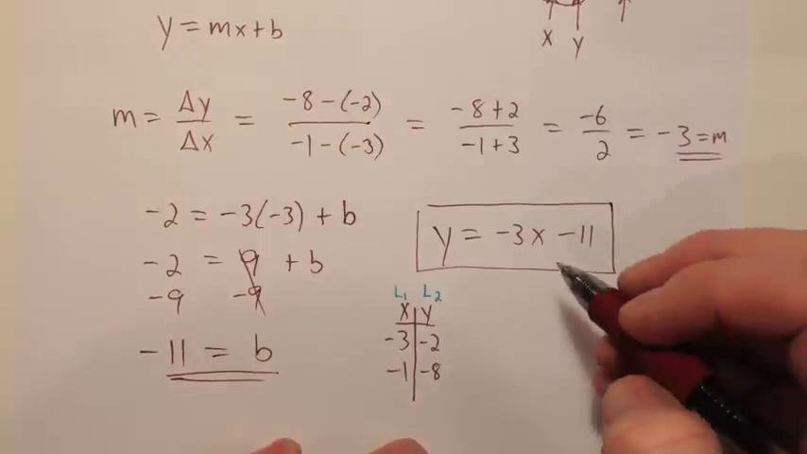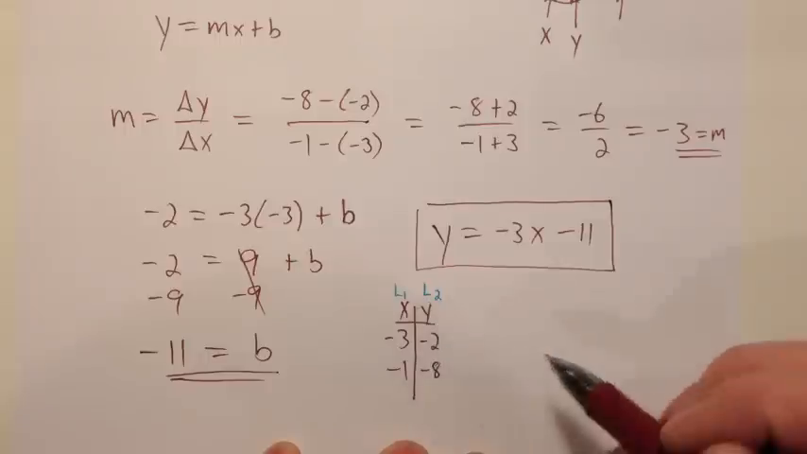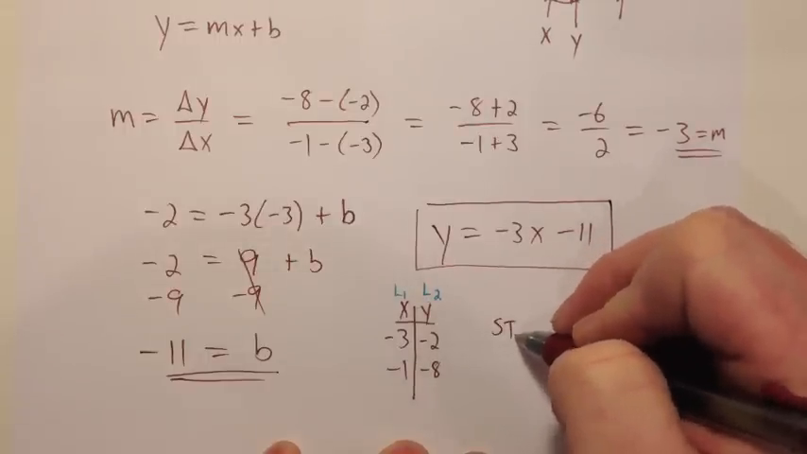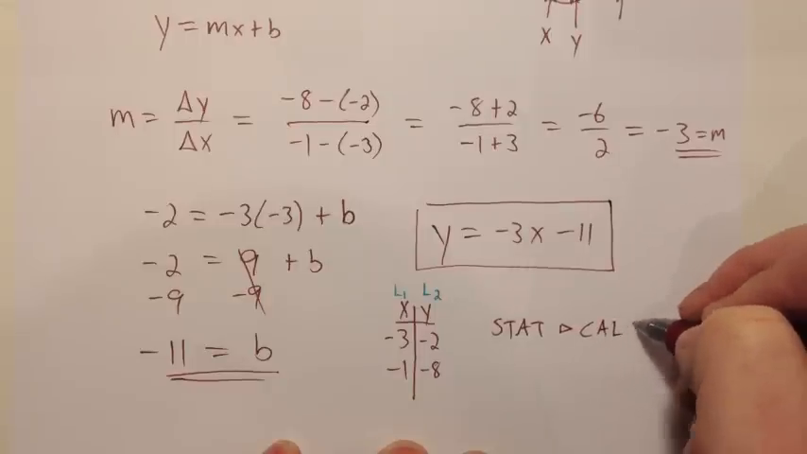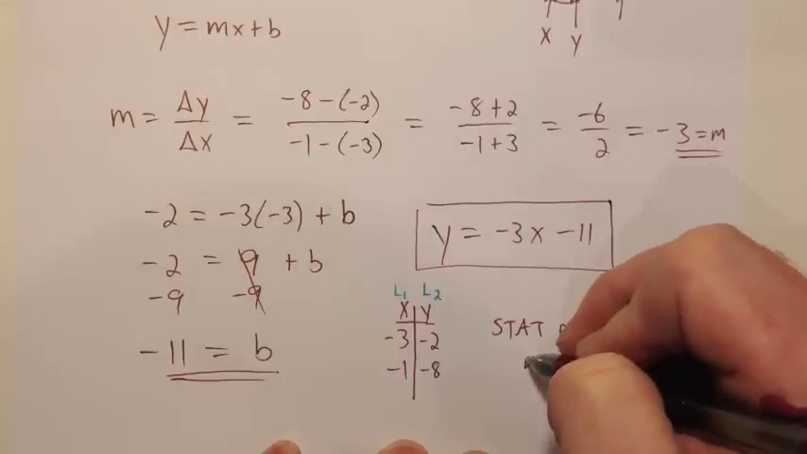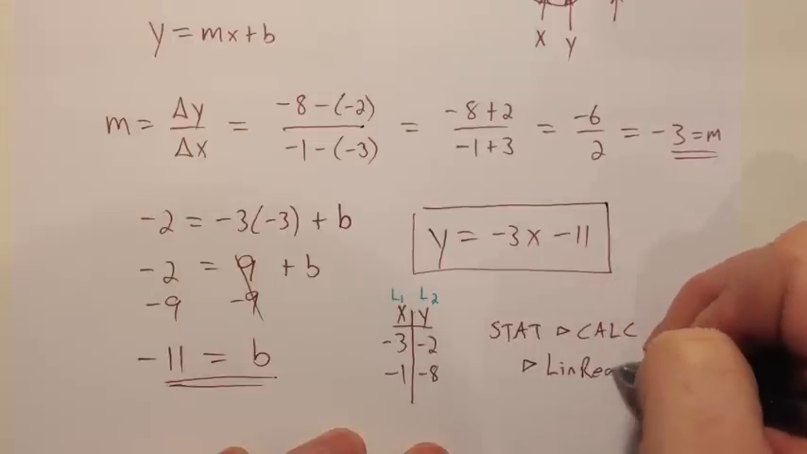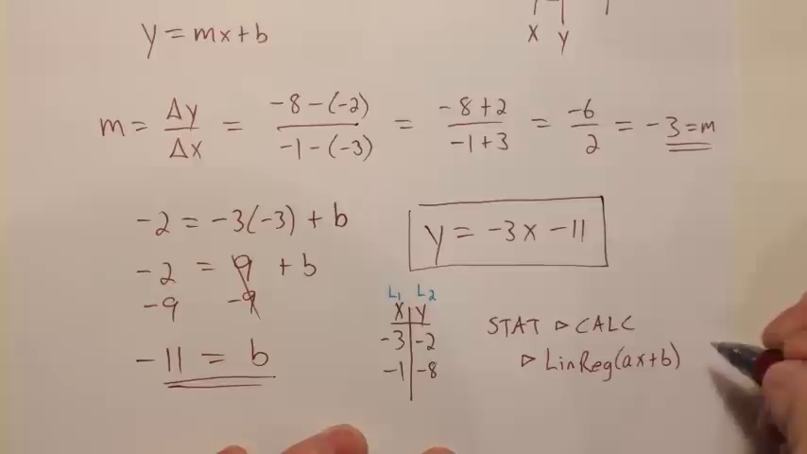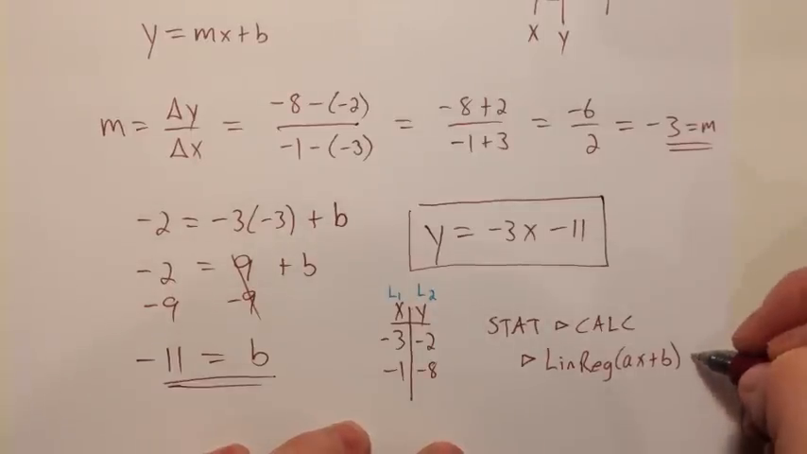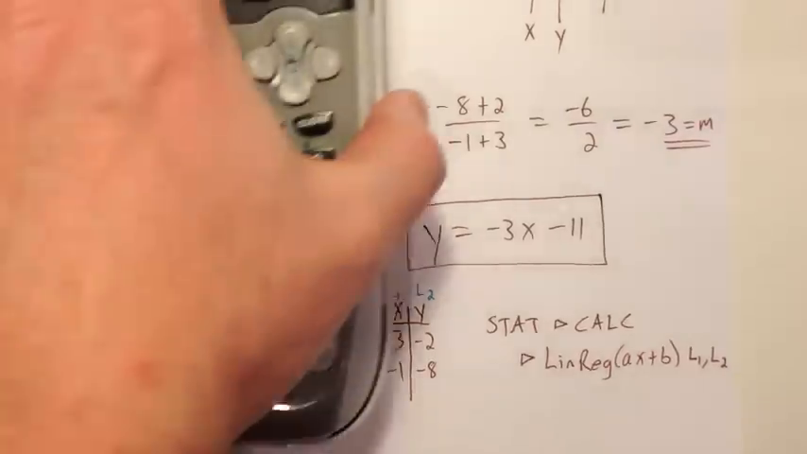And I will do a quick mention of the steps. So I put the data in L1 and L2, and then I hit the stat key. I chose the calc menu, and then from there I chose the one that said lin regression ax plus b. And then I needed to tell it where the data was, so I put in an L1 and comma and L2.